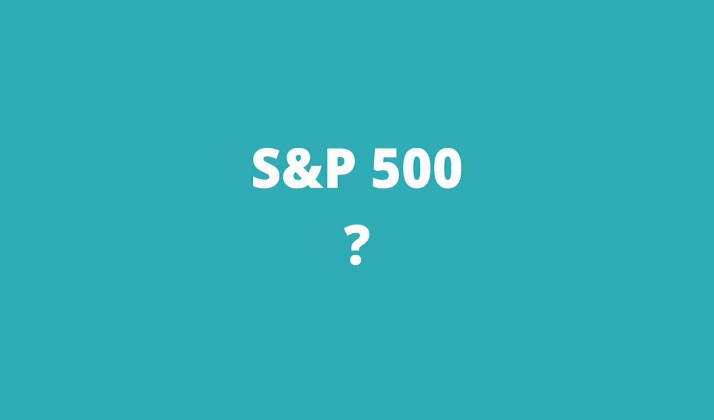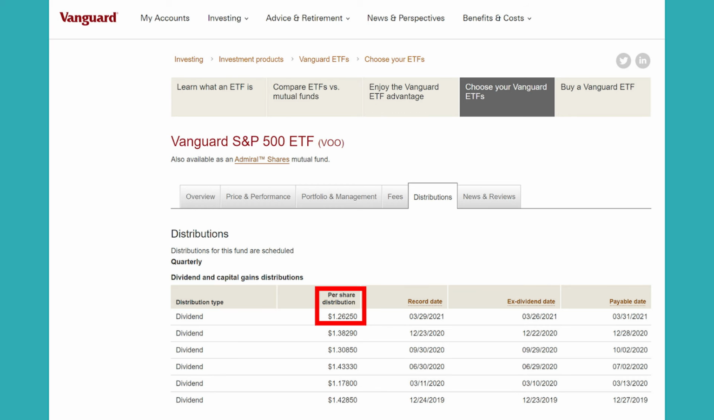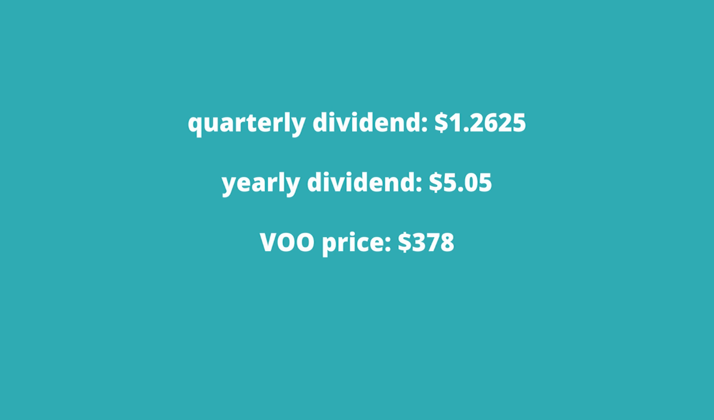So how do you find the dividend yield of the S&P 500? The easiest way is to go to Google and search VOO dividend. The ticker symbol VOO is an S&P 500 ETF. Now on the website of Vanguard, I see that the quarterly dividend is $1.2625. This is a quarterly dividend, so I have to multiply it by 4, which is a $5.05 dividend a year. The price of VOO is $378, so the dividend yield of the S&P 500 is 1.33%.